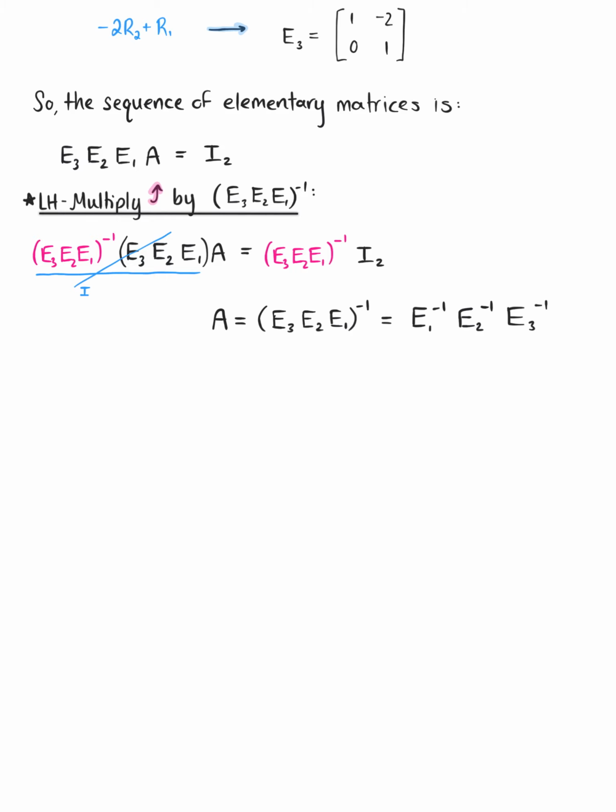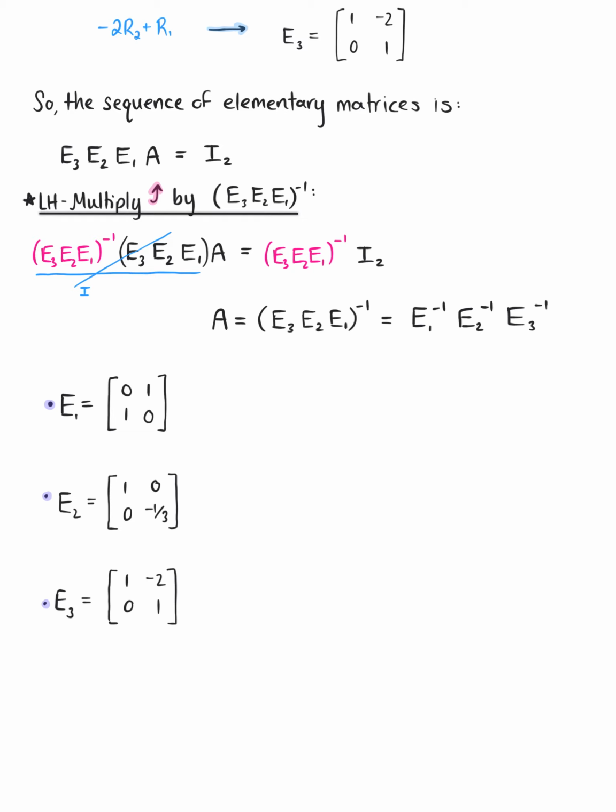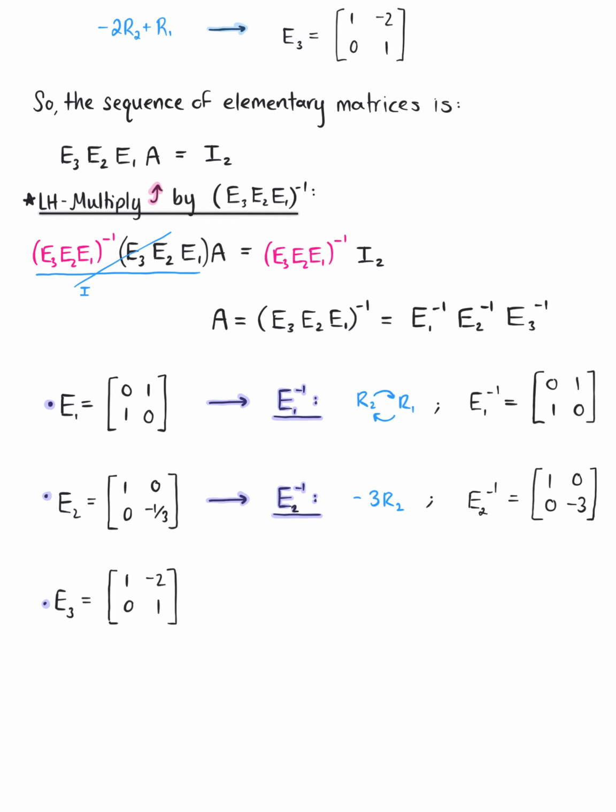Now, keeping the original elementary matrices in mind, we can see that the inverse of E sub 1 interchanges the second row and the first row, which corresponds to the 2 by 2 elementary matrix 0, 1, 1, 0. We can also see that the inverse of the second elementary matrix will scale the second row by a factor of -3, which corresponds to the 2 by 2 elementary matrix 1, 0, 0, -3. And the inverse of the elementary matrix E sub 3 adds 2 times the second row to the first row, corresponding to the 2 by 2 elementary matrix 1, 2, 0, 1.